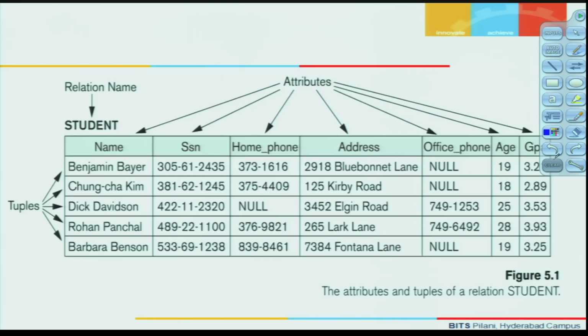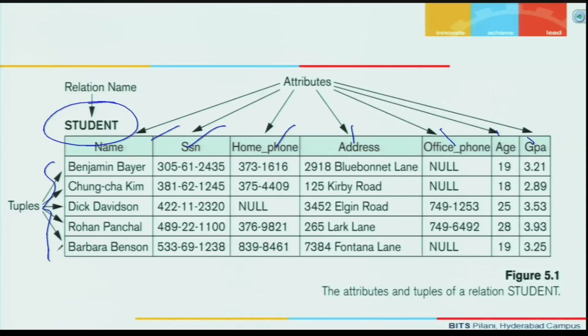Then this is an example of an instance of relation student. This is the name of the relation, these are the attributes of the relation, and these are the valid tuples. And if you carefully observe the tuples of this instance, they perfectly obey the rules that have been laid down while defining the structure for the relation student. So that's why these are the valid tuples.